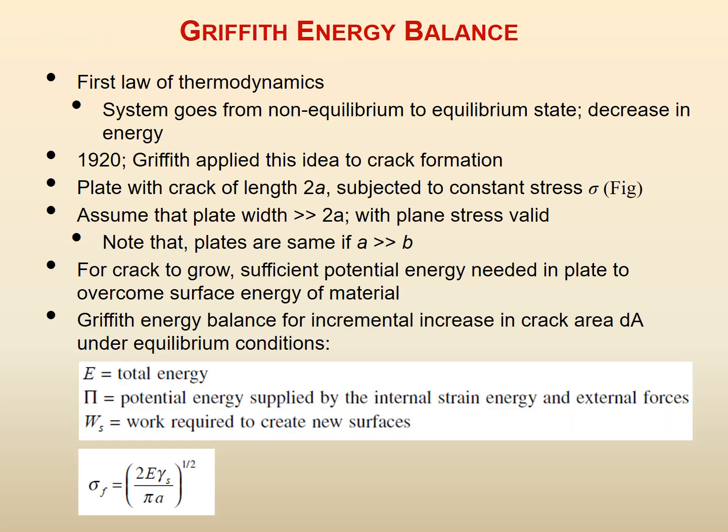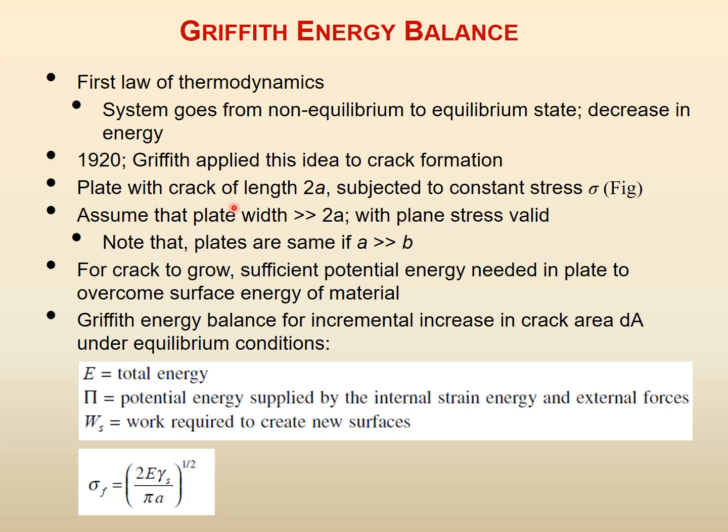Now the Griffith energy balance. How did Griffith do what we just said? Griffith started with the first law of thermodynamics. If a system goes from a non-equilibrium to an equilibrium state, there is a decrease in energy. We always told you that stable or equilibrium means lowest energy. So there was non-equilibrium, things were moving around, and now it is in equilibrium, so a decrease in energy has happened. Griffith did that in 1920. He applied this idea of thermodynamics to crack formation. On the next page we will show you the same thing.